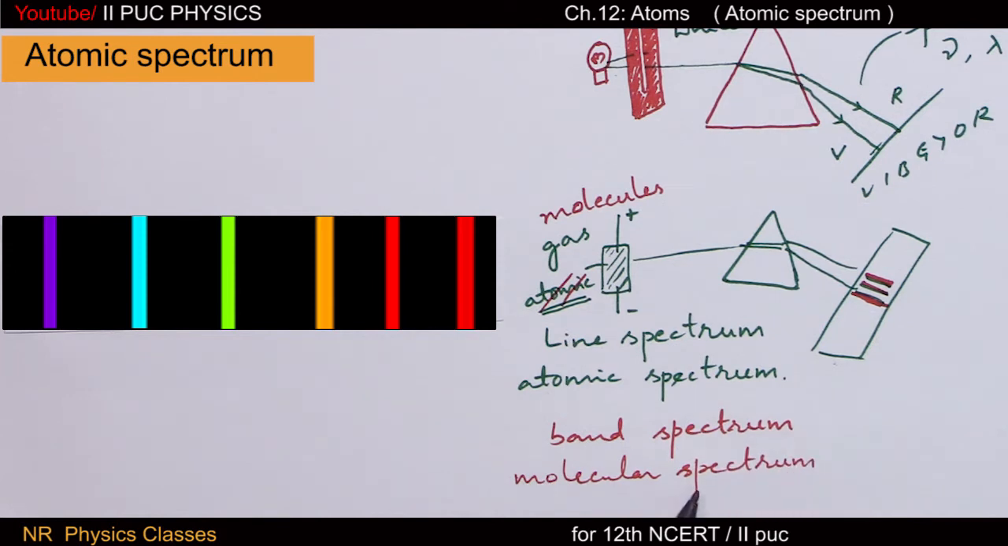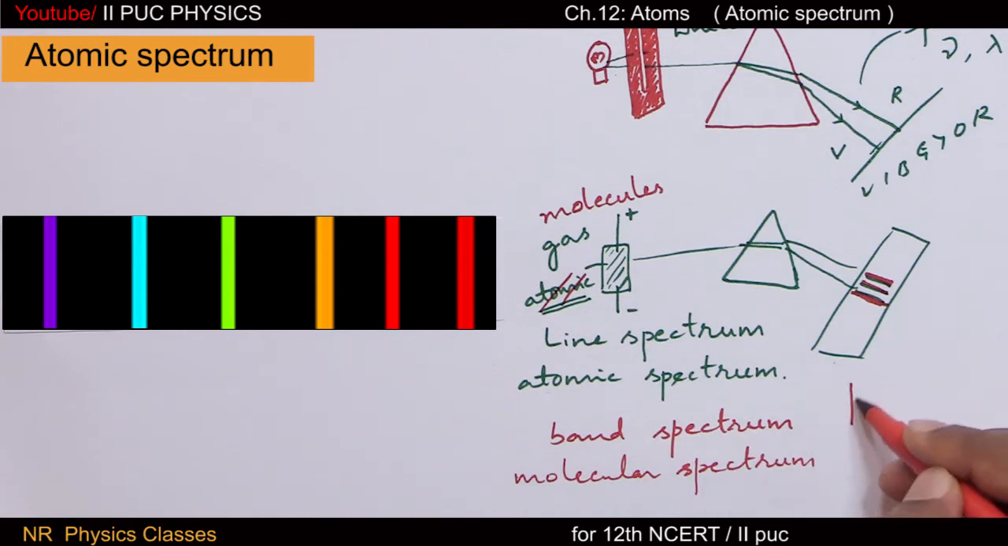So what is molecular spectrum? The spectrum of light emitted by the emitter in molecular state. Now observe the pattern. On dark background, bright bands are obtained. Bands means it is bunch of wavelengths. So if we draw lines like this, very close to each other, then it looks like band. So this is band spectrum.